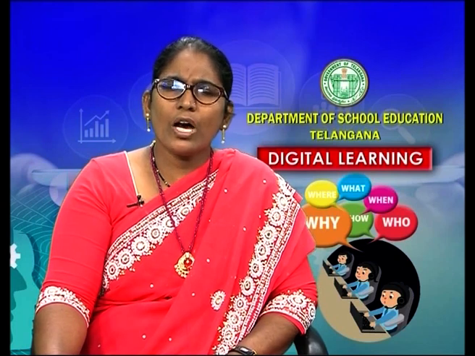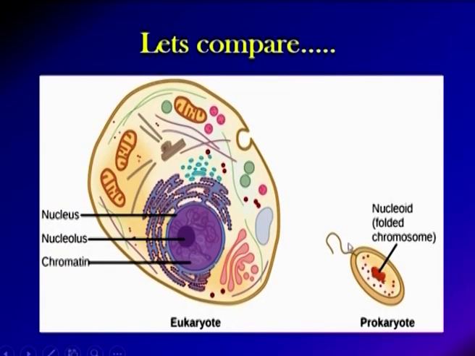Then, prokaryotic cells. Prokaryotic cells are found in primitive organisms, that is, unicellular organisms, wherein, as in most bacteria, we do not find a nucleus, only a little genetic material is present in them. So based upon this, we can say whether a cell is a eukaryotic or prokaryotic cell.